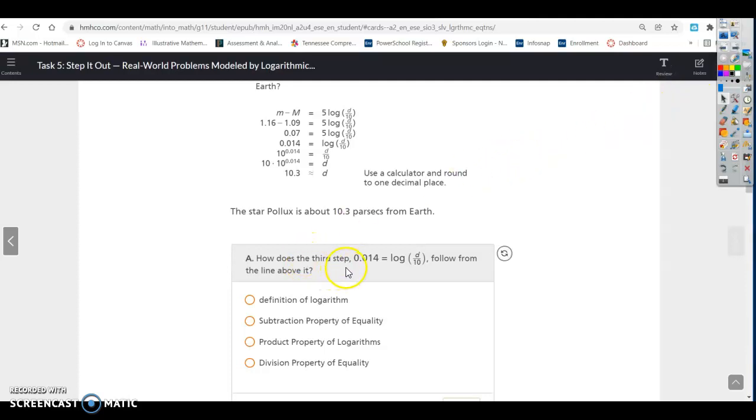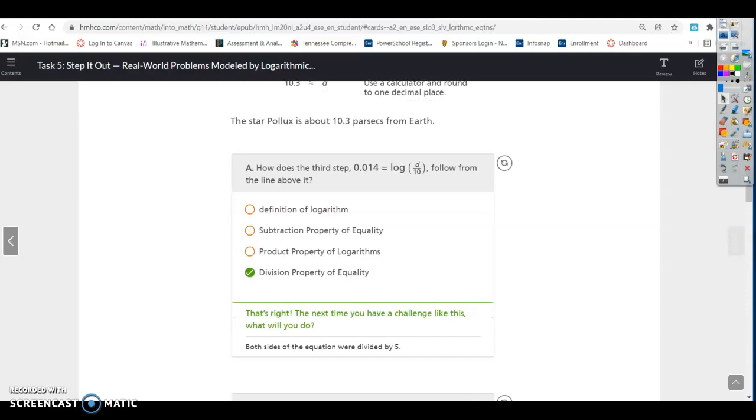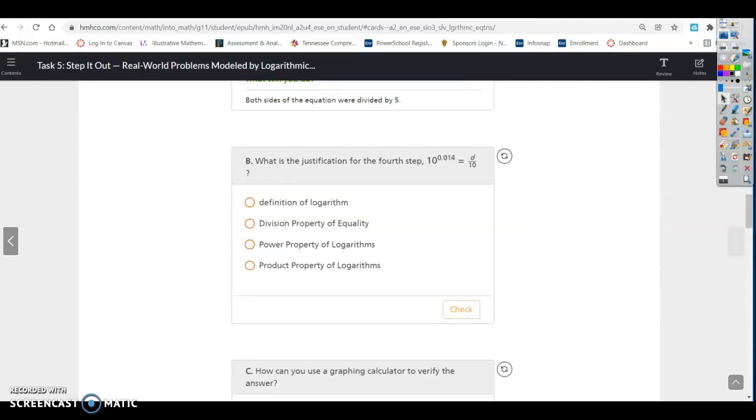How does the third step follow from the line above? All right, so the third step is right here. So the line above it, we divided by 5. So that's the division property of equality. And then it says, what is the justification for the fourth step? So when we went from here to here, that's the definition of logarithm again.